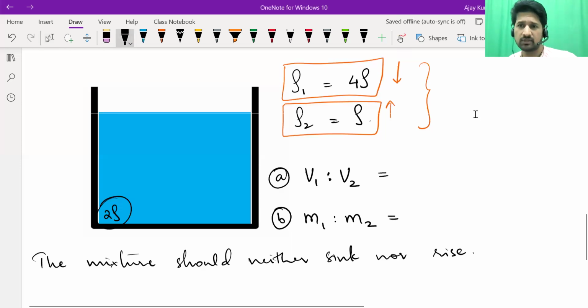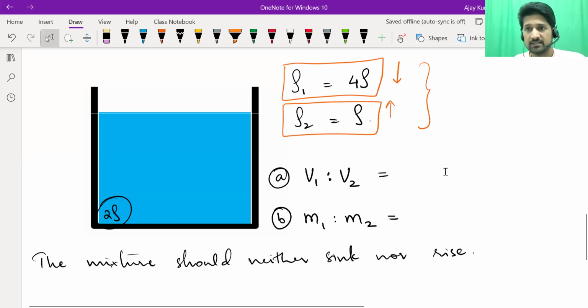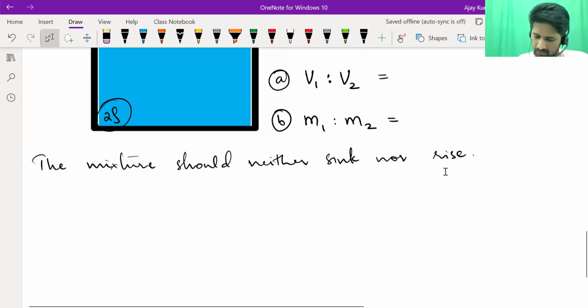Right, for the mixture to neither sink nor rise, the average density after mixing should become equal to that of the liquid, that is 2 rho. Let's first calculate the volume ratio. Let's assume their volumes are V1, V2. Now you know the average density, and the volume ratio is what you need to calculate.